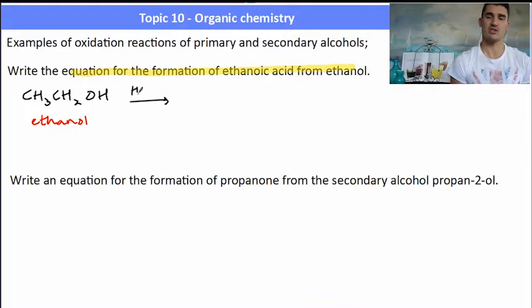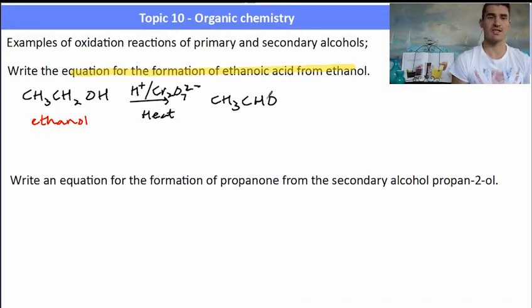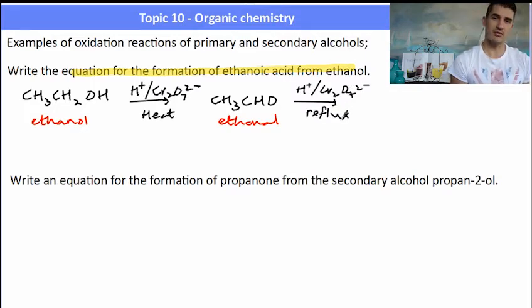So I'm going to write in my conditions, H plus for acidified dichromate, acidified potassium dichromate, our oxidizing agent. And then we would need to heat that to form the aldehyde. So the aldehyde will have the formula CH3CHO, and that would be called ethanal, al for the aldehyde. Then with further oxidizing, by adding more potassium dichromate, H plus, Cr2O7 2-, and heating with a technique called reflux, we could ensure that all of the aldehyde is converted to the acid. So in this case, it would be ethanoic acid that is produced.